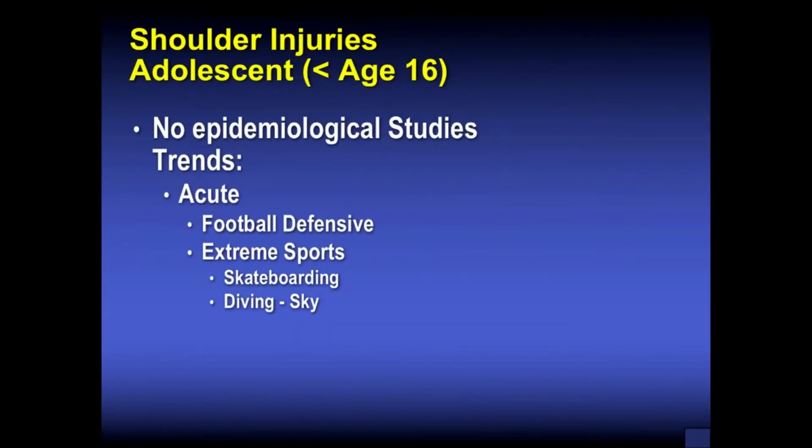What about shoulder injuries? In the adolescent, there are no good epidemiologic studies. There are trends toward acute dislocations in defensive players in football, in extreme sports such as skateboarding, diving, other things such as winter sports now with snowboarding and other events that have become popular in the Olympics.